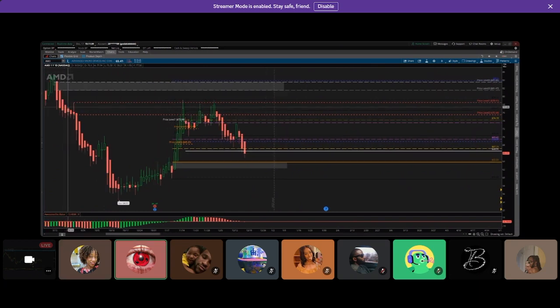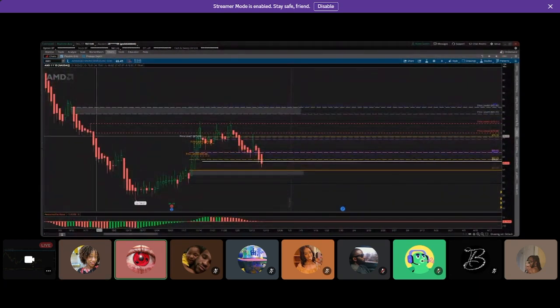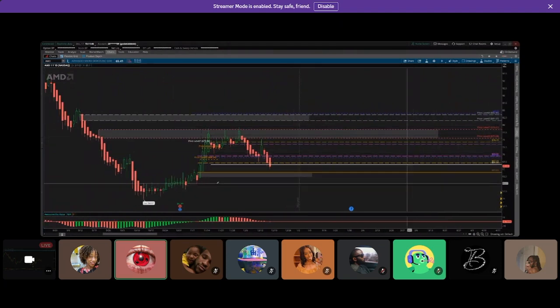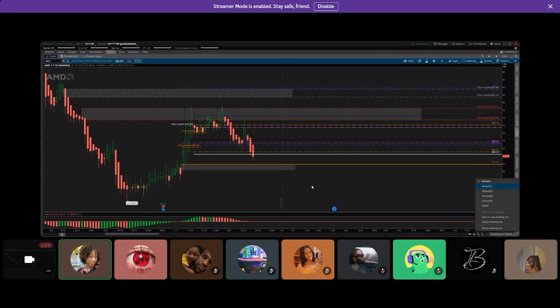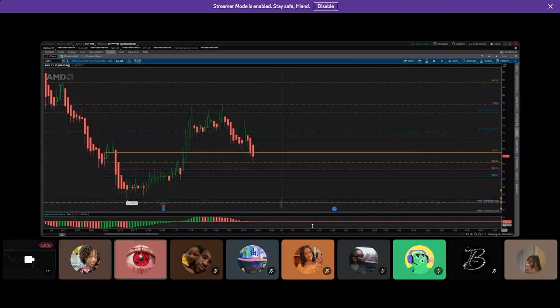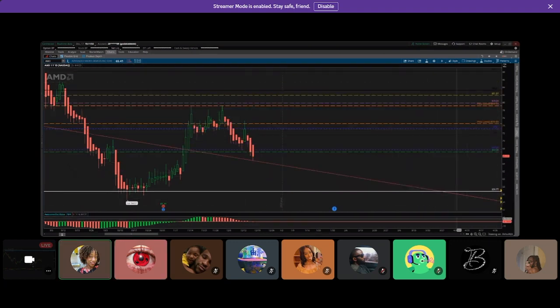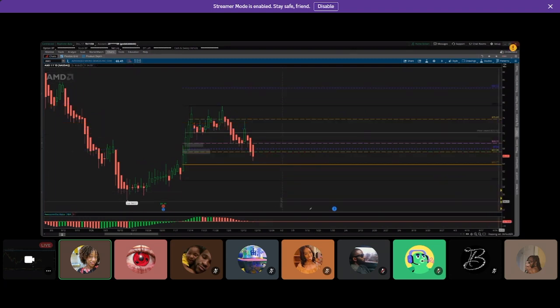Yeah. So right here, this is my supply zone. If you can see, I'm on a Heikin chart. I just switched my chart back. But that's the supply zone. Let me add some markup here.